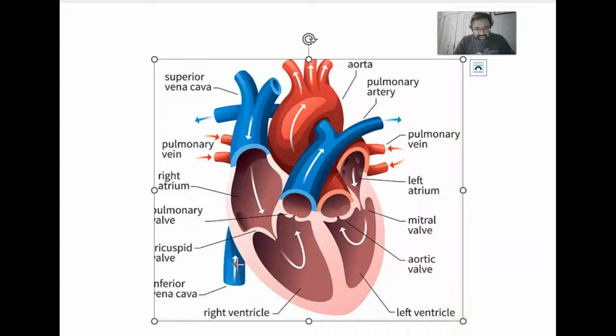So the deoxygenated blood is going into the right atrium. This deoxygenated blood is coming from the superior and inferior vena cava, and then it enters into the right atrium. And then you have the tricuspid valve, which then goes into the ventricle. And just to let you know, this is all deoxygenated blood that is going through, even though the color is not blue here.